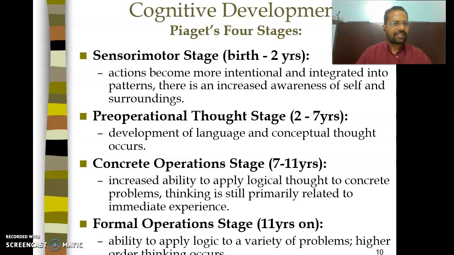The kind of thinking is transductive reasoning. Reasoning is from particular to particular. The child argues from particular to particular. Then there is this third stage, concrete operational stage, 7 to 11 years. Increase the ability to apply logical thought to concrete problems. Thinking is still primarily related to immediate experience.